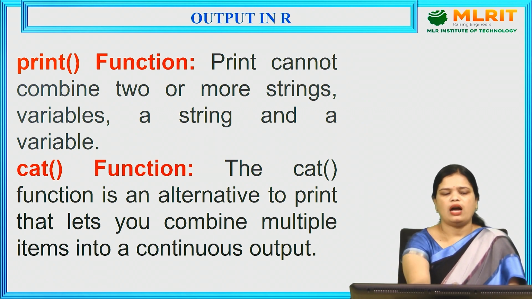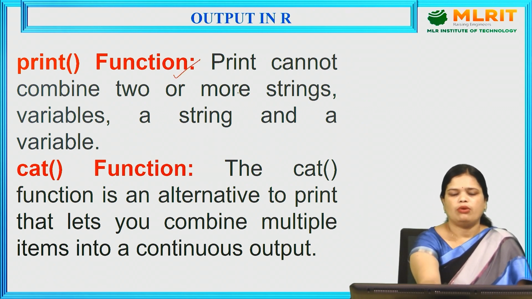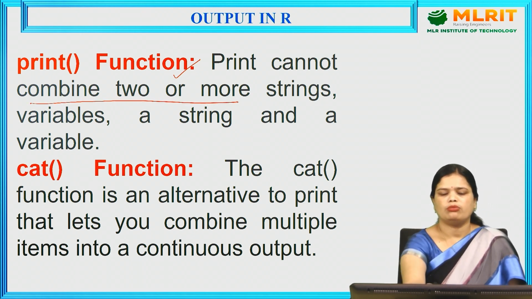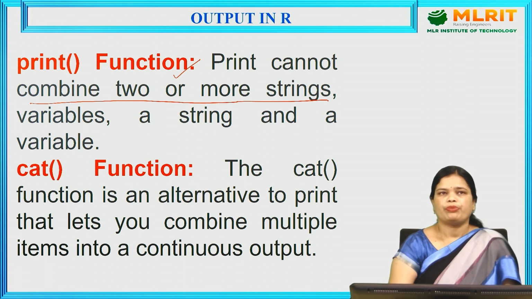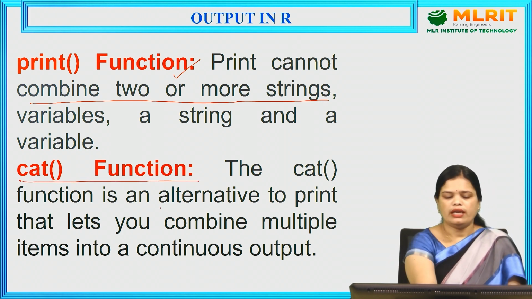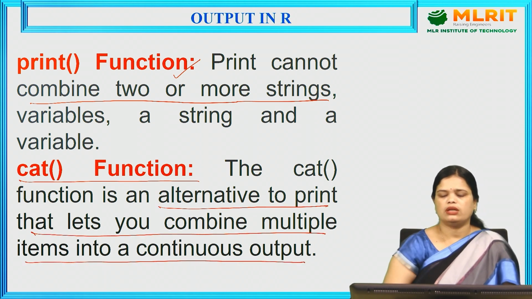Output in R, we'll be using the print function. The problem with the print function is that it cannot combine two or more strings. So for that, we'll be using the cat function. It is an alternative to the print function. You can use multiple strings in the cat function.